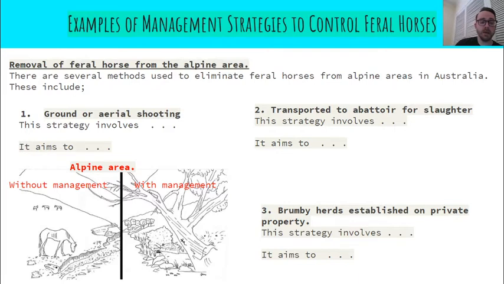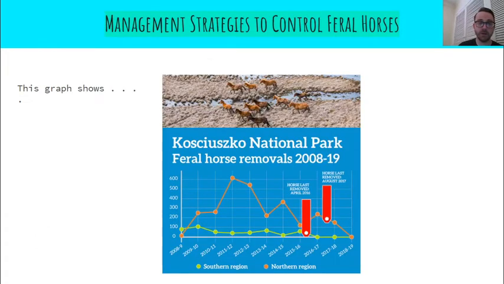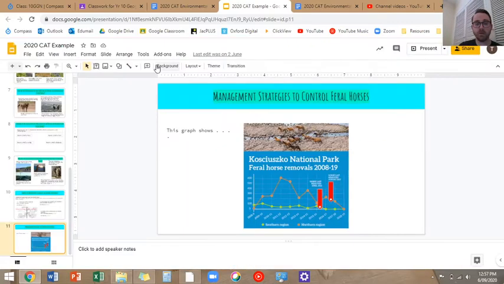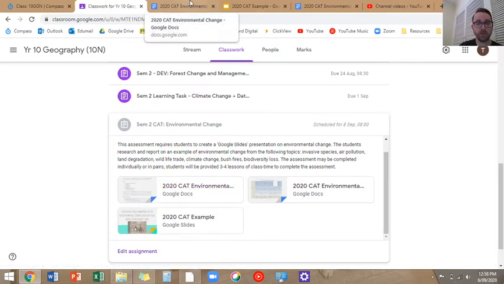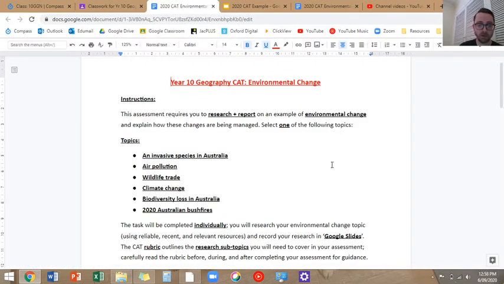And then I'd like you to fix the problem. So a couple of solutions, a couple of management strategies to address your environmental change. And that's all I need, guys. So that's an example. And again, all these files are there for you to look at, to refer back to as you're going through the CAT in Compass and Google Classroom. So let's look at the instructions in a bit more detail.